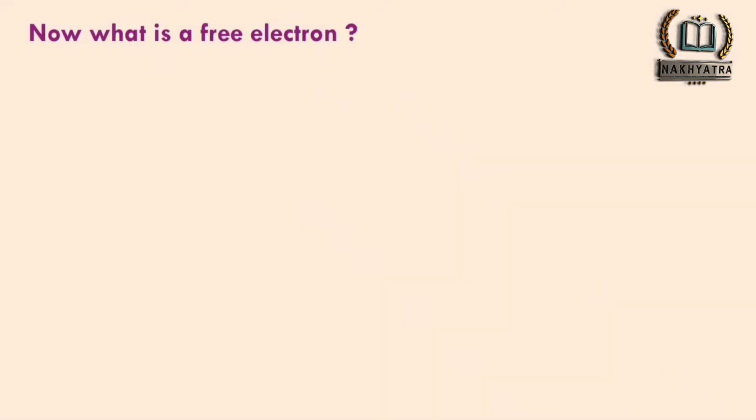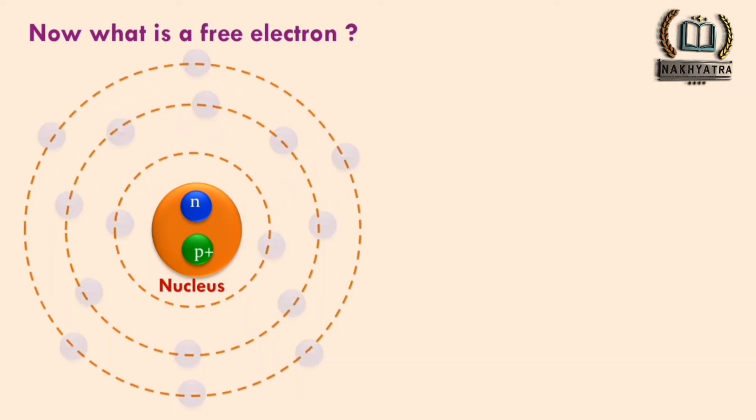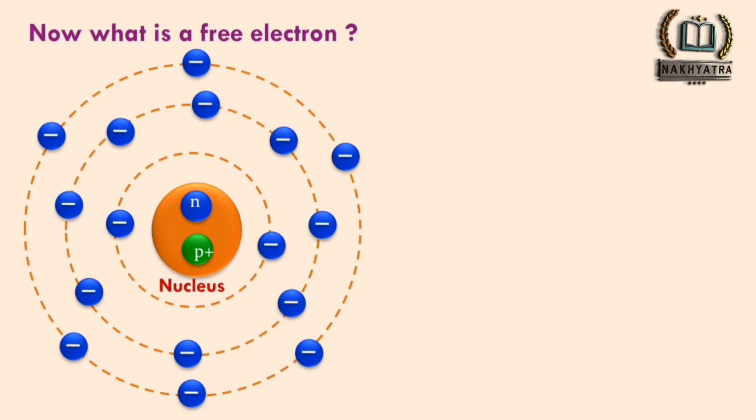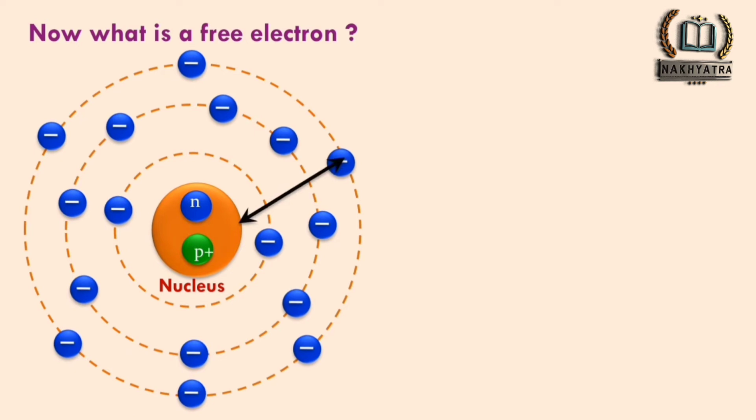Now what is a free electron? Electrons in the outermost shell of an atom which can easily leave the atom and become free are called free electrons. Here we are going to take a nucleus, and we know that the nucleus has protons which are positively charged, and it is surrounded by one or more negatively charged particles. Those are called electrons. You can see that electrons are moving around the nucleus.